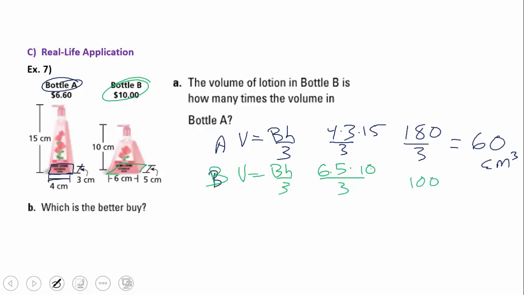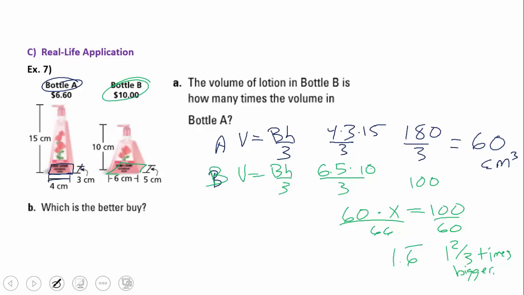So, bottle A is 60, bottle B is 100. How many times greater? So 60 times X equals 100. So when I divide by 60, I find out that it's 1.6 repeating. Well, I'm just going to say 1 2/3 times bigger.